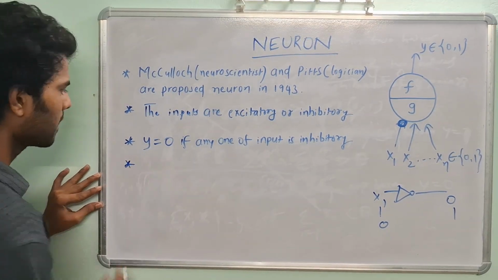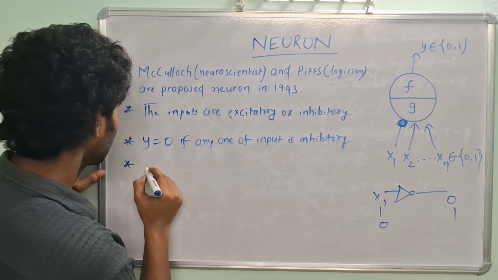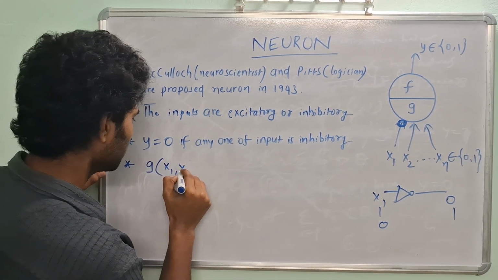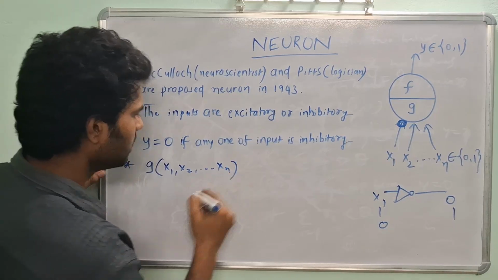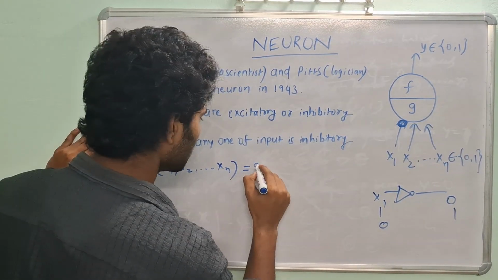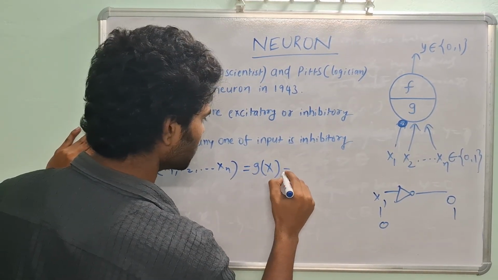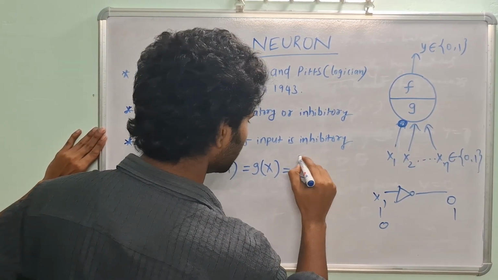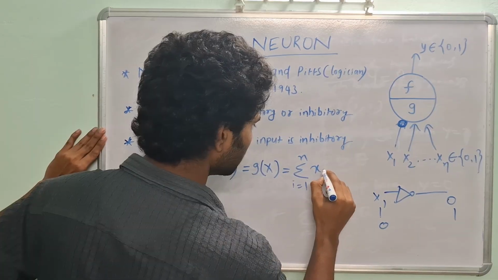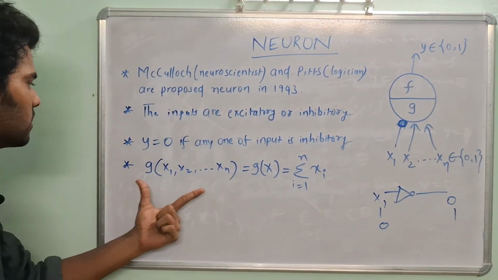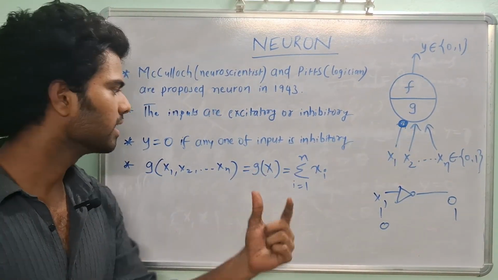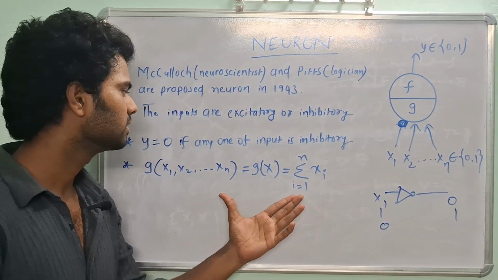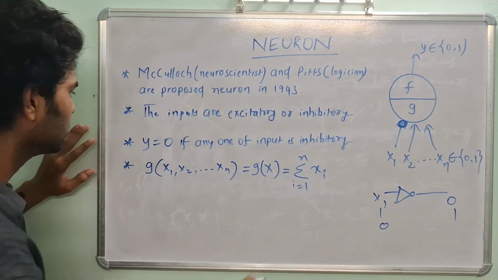So now next, G aggregates all inputs, and the G function is equal to the summation of xi, for i equals 1 to n. So G is a function. G aggregates the summation of all the inputs. This is how the G function works.